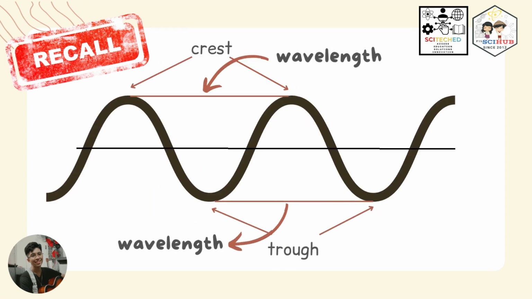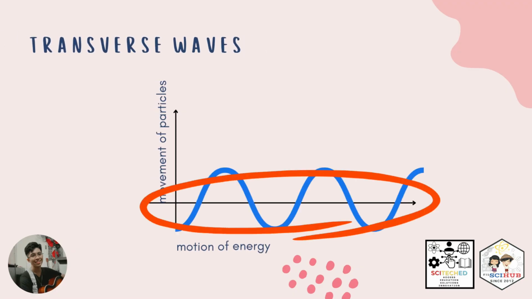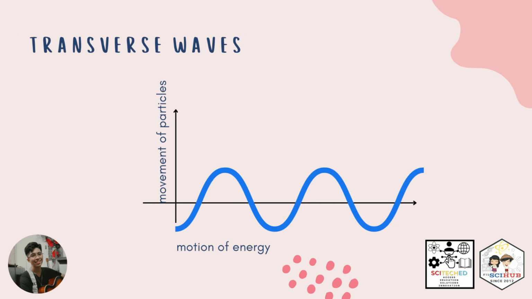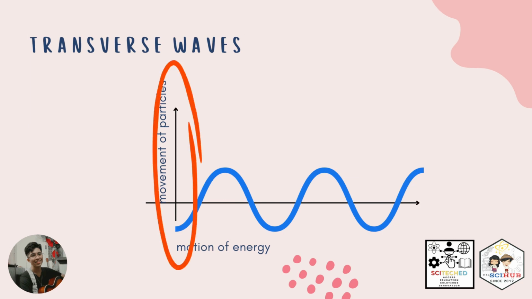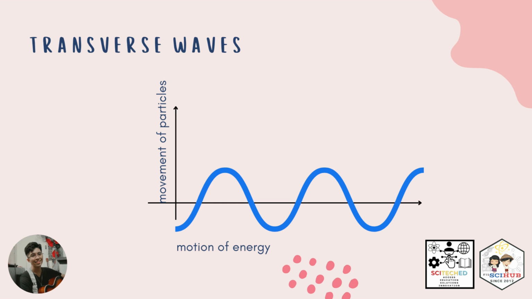Now let me put this figure on a graph. The x-axis shows us the direction of the energy. Alright? While the y-axis shows us the displacement of the particles in motion. Again, the x-axis is the horizontal line while the y-axis is the vertical line.